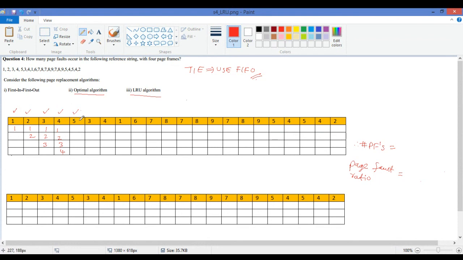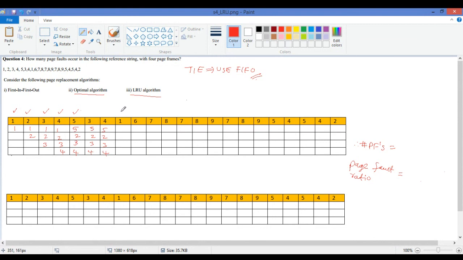Okay, you just see in the past. So when you see in the past, don't remove 4, 3, and 2. Means remove 1. So 5 will come here. 2, 3, 4. The next comes, you see 3. 3 is already there. 4 is also already there. So 3 and 4, no page faults. So I just repeat 5, 2, and 3 for 2 page frames.